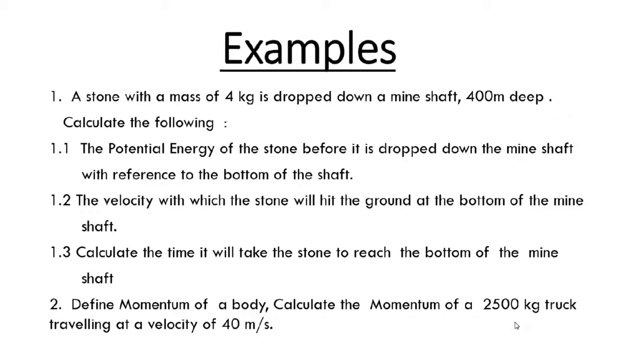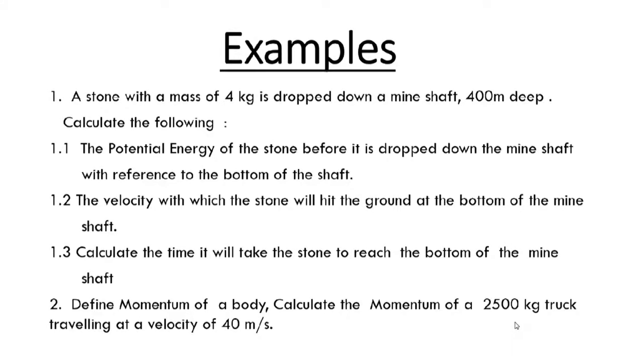The first question is saying: a stone with a mass of 4 kilograms is dropped down a mine shaft 400 meters deep. Calculate the following: the potential energy of the stone before it is dropped down the mine shaft, with reference to the bottom of the shaft. This is our question. First thing, you need to read and understand the question. Then look again at the question. What am I given? And what am I supposed to calculate?